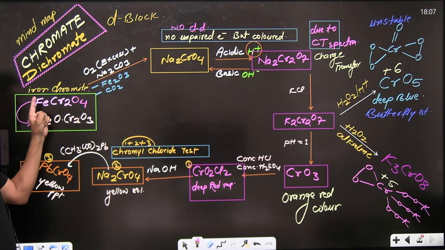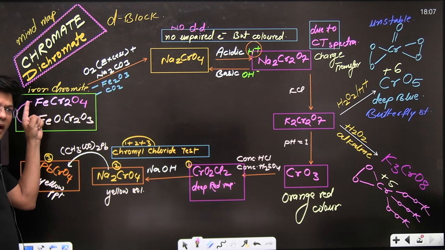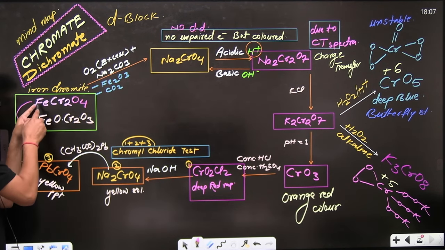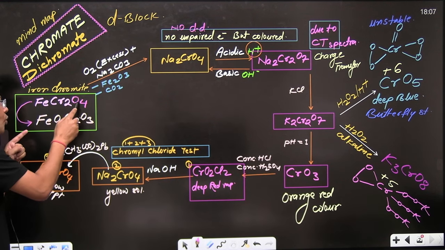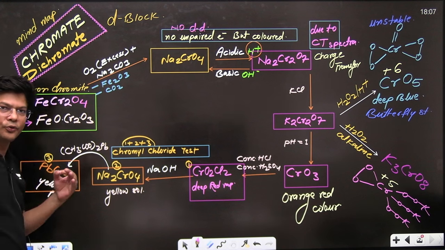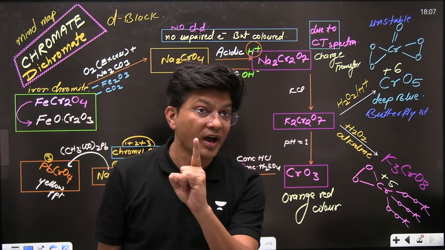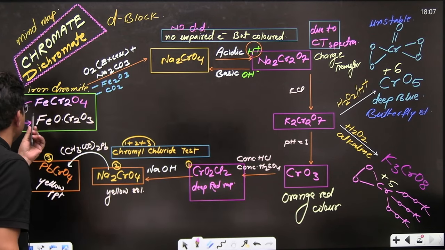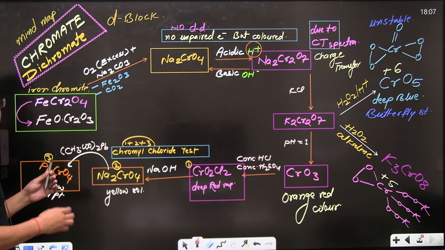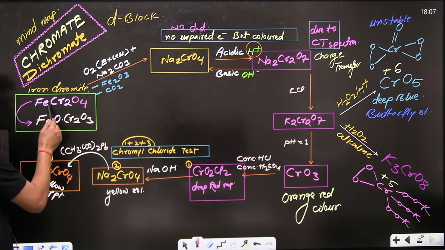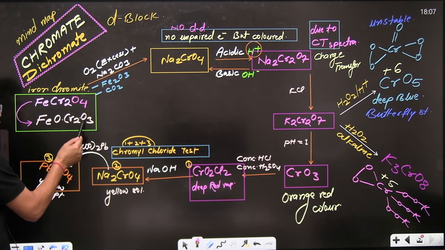This is iron chromite, FeCr2O4. Can you see FeCr2O4? 1 took a 4, 4 took a 1. Just keep in your brain FeCr2O4. Or we can bifurcate it like FeO and Cr2O3.